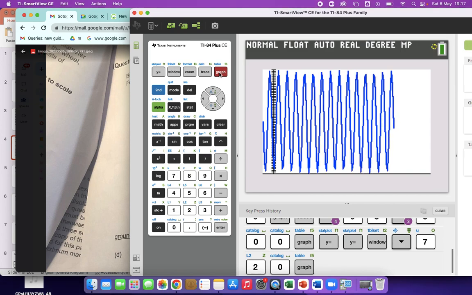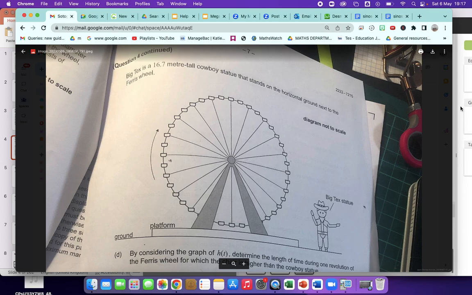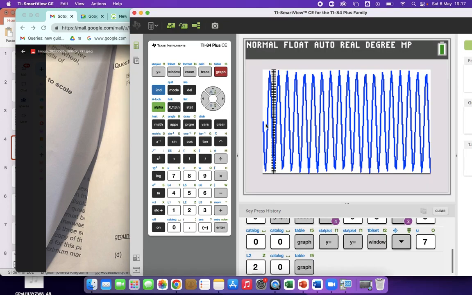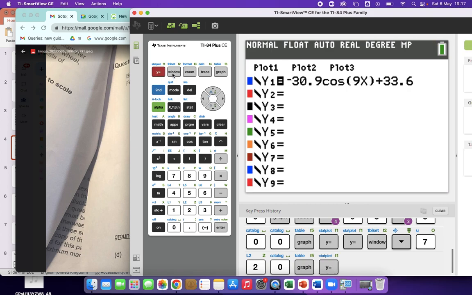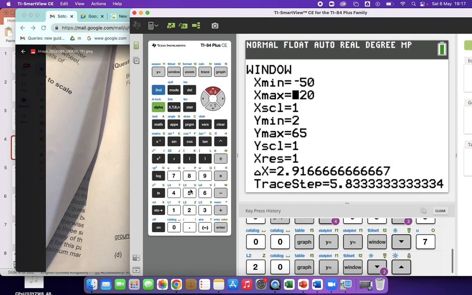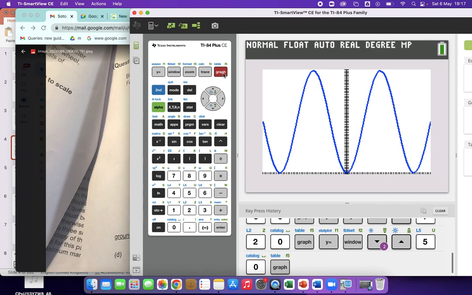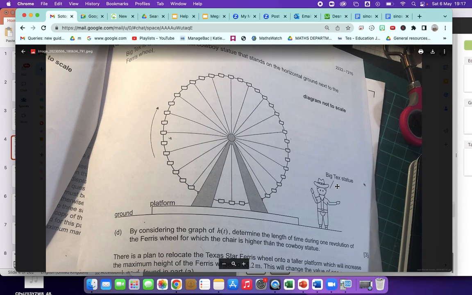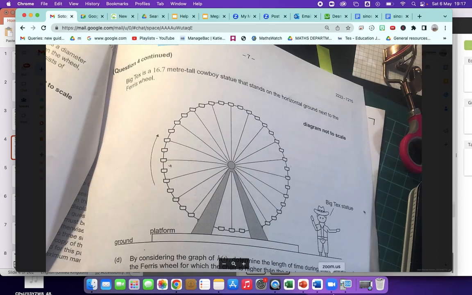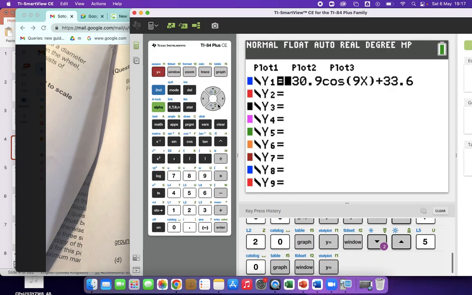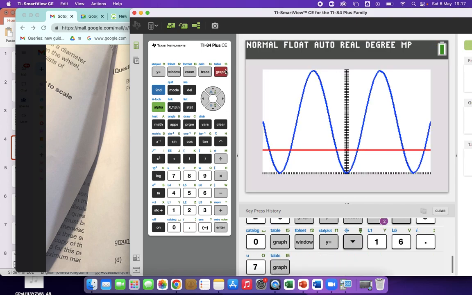A little bit much going on. And actually we're talking about just one revolution. So I'm going to narrow this right down, because we decided that one revolution is happening in a lot shorter amount of time. Let's now change this to roughly 50. Okay, and now we're going to add in a second line, which is going to be to do with the height of the Big Tex statue, which is 16.7. So on our y equals, we're going to type in 16.7. We're going to type graph. And look, we're almost at a point where we can start to work this answer out.